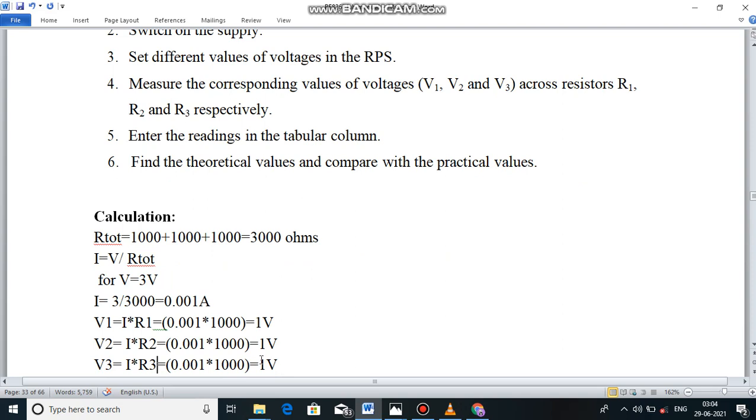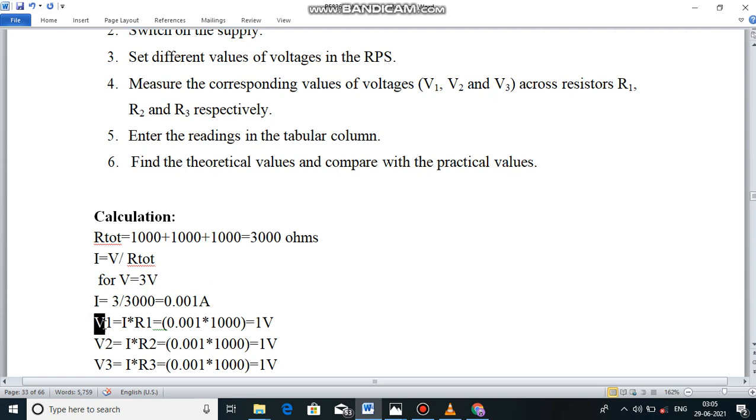In order to calculate the current through this circuit, again I am using Ohm's law formula, which is I is equal to V divided by R. Now let me assume the input voltage given to the circuit through the RPS is 3 volts. So I'll get the current value as 3 divided by 3000, which is 0.01 ampere. Now I know the current through the circuit, so I can compute the voltage drop across each resistor.